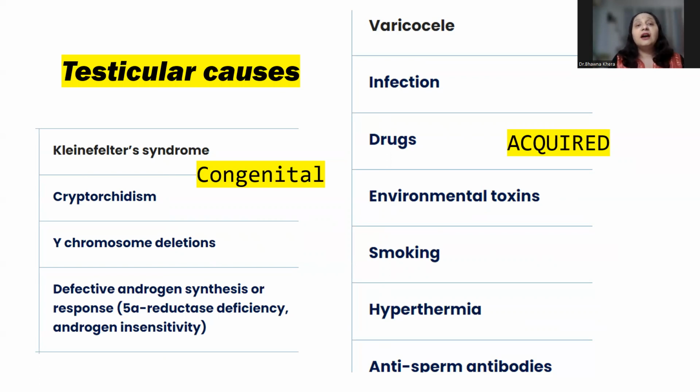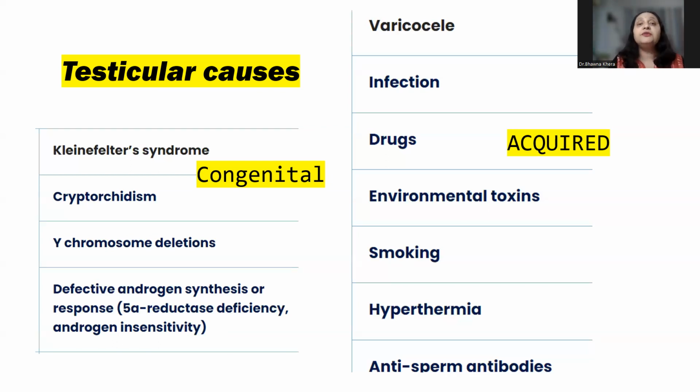Cryptorchidism, that is undescended testes. The testes have not reached their final point, so they are lying elsewhere. If the testes lie elsewhere, then they cannot function properly, because in the scrotum the temperature is lower, and that is required for proper spermatogenesis. If testes are somewhere else, then they cannot work. So within 1 year of birth, with orchidopexy, the testes have to be brought to their normal location, else they will be destroyed. Y chromosome deletions, these are genetic disorders, again a very important component.